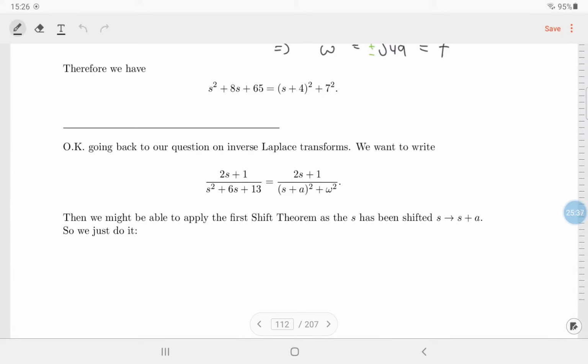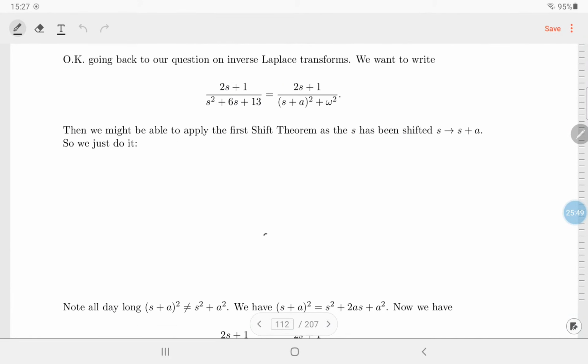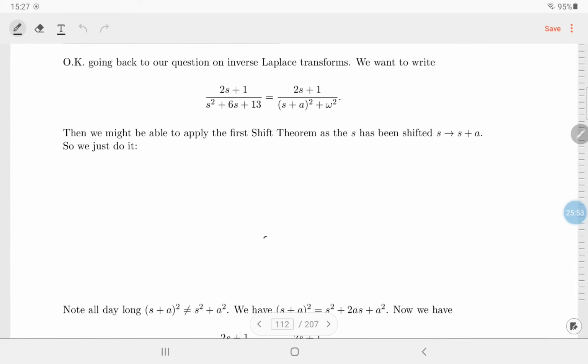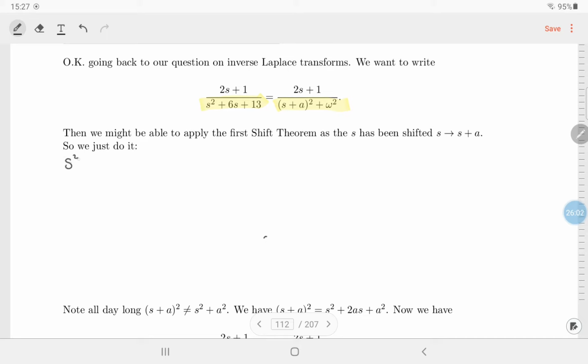Okay, so going back to our specific question, we've got 2s plus 1 over s squared. We've gone nowhere. We've just seen the technique, but remember we tried to factorize, it didn't work. So we're still at the start. We want to write this like this. So let's do it. So let's force this to equal this. So we want s squared plus 6s plus 13 to be equal to s plus a squared plus omega squared. So the best thing is multiply this thing on the right out. So s plus a by s plus a.